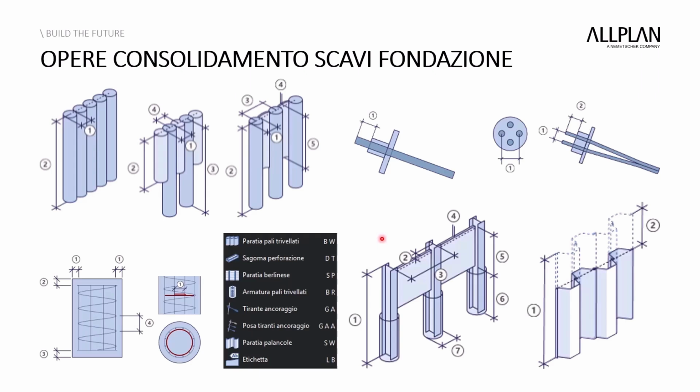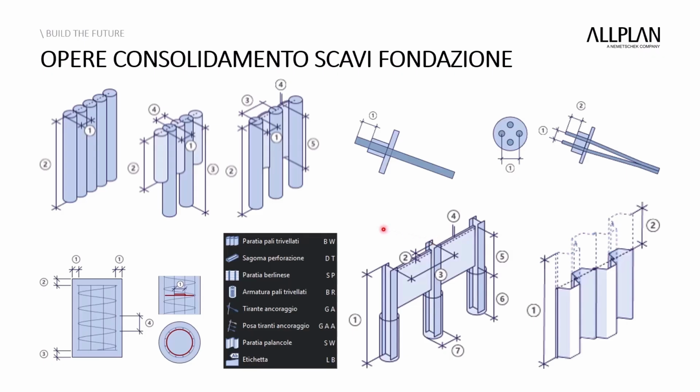Allplan offers a whole range of tools for carrying out consolidation works related to foundation excavations. For example, we have board pile retaining walls, each with their respective structural reinforcements, as well as the ability to define anchoring tie rods for additional support. We also include Berlin type retaining walls, and furthermore, sheet pile walls are available as well.